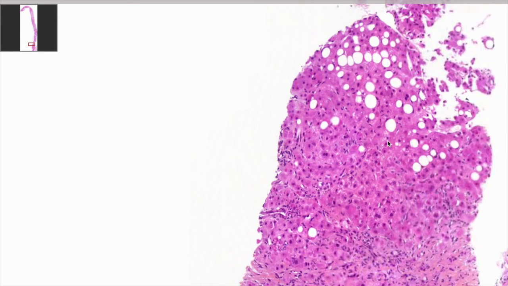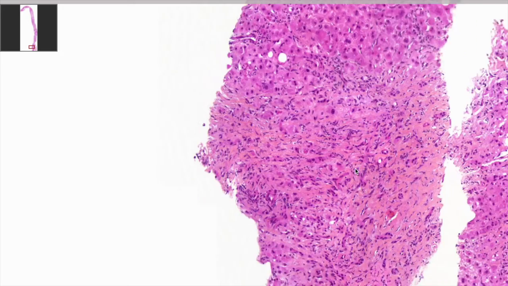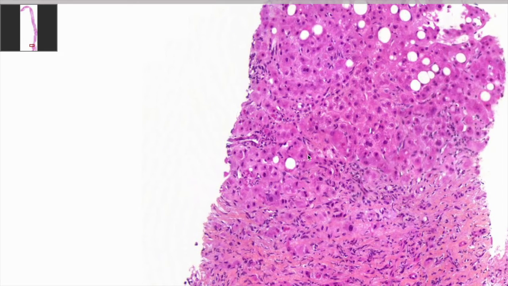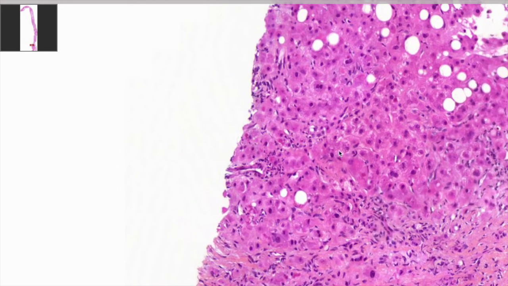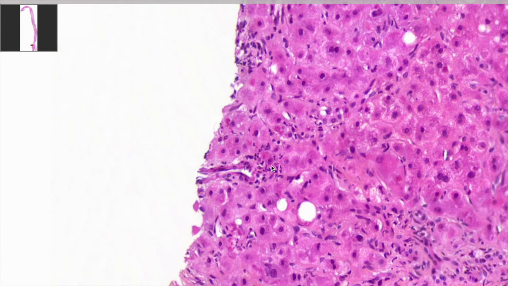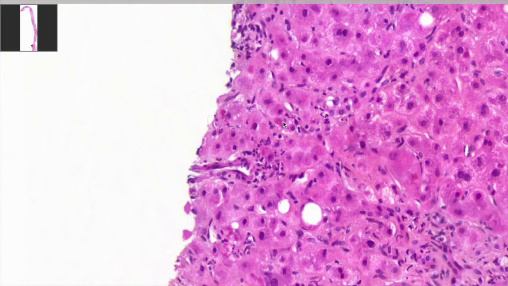And what you can see in the fibrous tracts, you have some ductular reaction, also a mild inflammatory infiltrate. And what we see also is that within the hepatocellular nodules, we have inflammatory infiltrates with neutrophils. It's a polymorphonuclear infiltrate. And we may see here also some Mallory-Denk bodies.